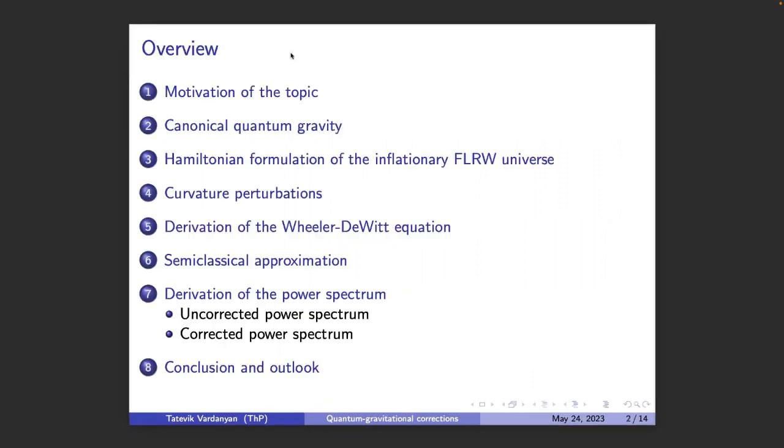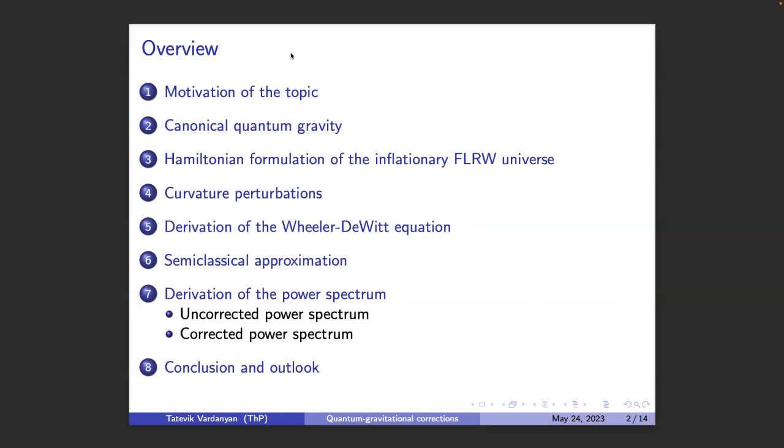As you know, there are different approaches to quantize gravity. The approach that I'm going to use is canonical quantum gravity. In addition, as you noticed from the title, I'm going to discuss the closed model of the universe. I'll give some motivations: why is it important and interesting to look for a closed model of the universe?